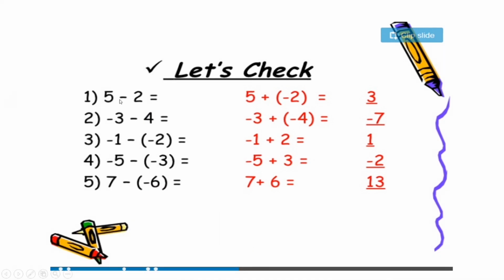Let us check our answers. 5 minus 2 which is 3. Minus 3 minus 4 is minus 7. Minus 1 plus 2 which is equal to 1. Next, minus 5 plus 3 which is equal to minus 2. 7 plus 6 which is equal to 13.